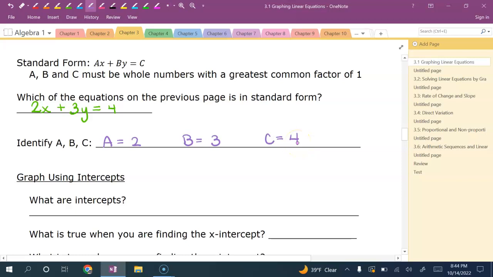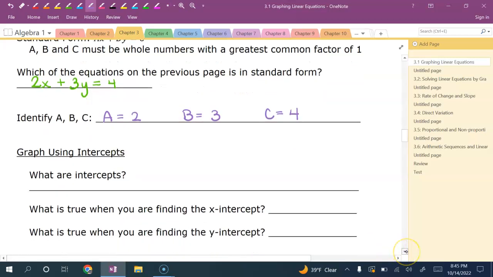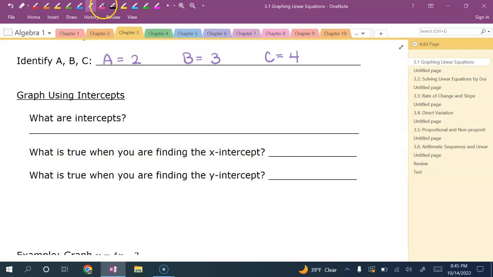Now, if you're ever given something in standard form, you may need to use the x and y intercepts to help you graph it. So instead of having to rewrite the equation or manipulate it, you could always use the x and y intercepts to help you graph those points to get your line. Now, how do we do that? Well, remember that the intercepts, if you're still wondering what those are, are where the line crosses the x or the y axis.